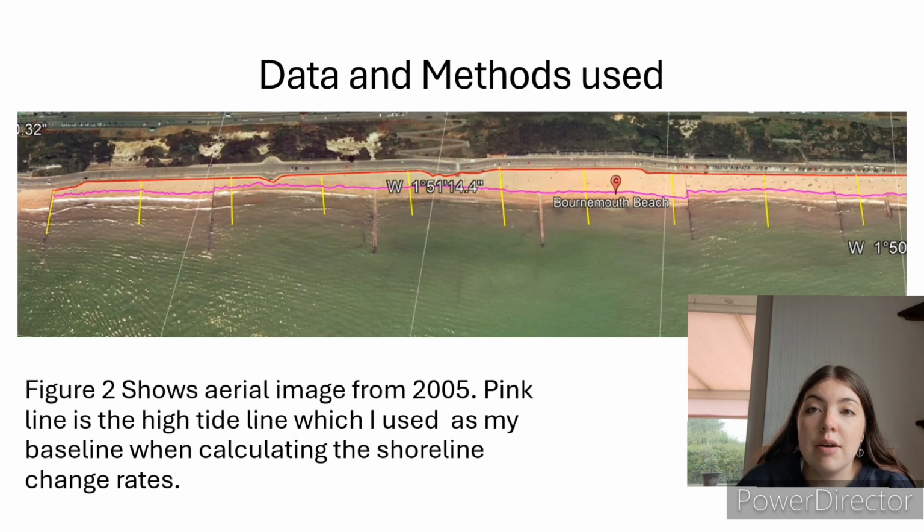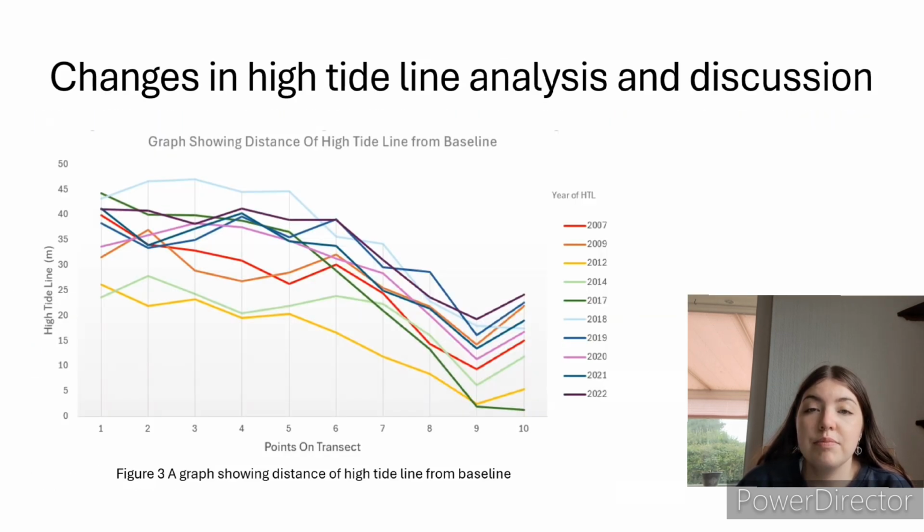Figure 2 shows an aerial image from 2005. The pink line is the high tide line, which I used as my baseline when calculating shoreline change rates.